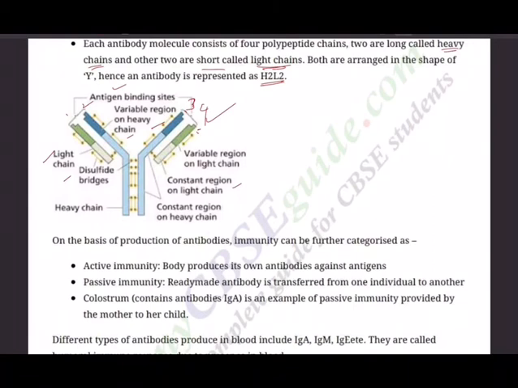On the basis of production of antibodies, immunity can be further categorized as active immunity. Body produces its own antibodies against antigens. Second, passive immunity. Ready-made antibody is transferred from one individual to another. And then colostrum, third one, contains antibodies IgA. Again, NEET exam. Specific antibody is IgA in the colostrum. It's an example of passive immunity. Mother is giving to the baby through milk. That's why it is called colostrum. Passive immunity provided by the mother to a child.